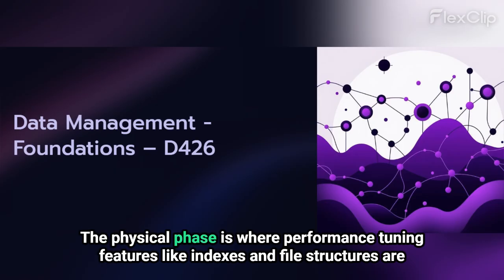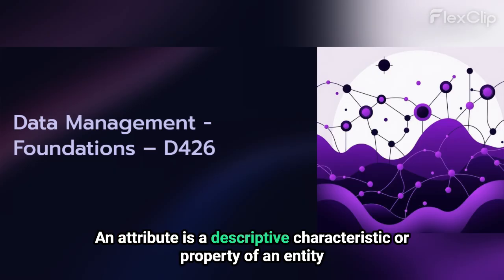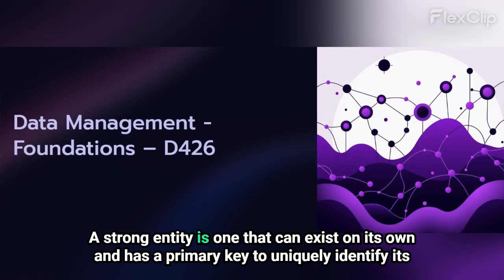What happens during the physical phase of database design? The physical phase is where performance tuning features like indexes and file structures are specified. In an ER model, what is an attribute? An attribute is a descriptive characteristic or property of an entity. What is a strong entity? A strong entity is one that can exist on its own and has a primary key to uniquely identify its instances.